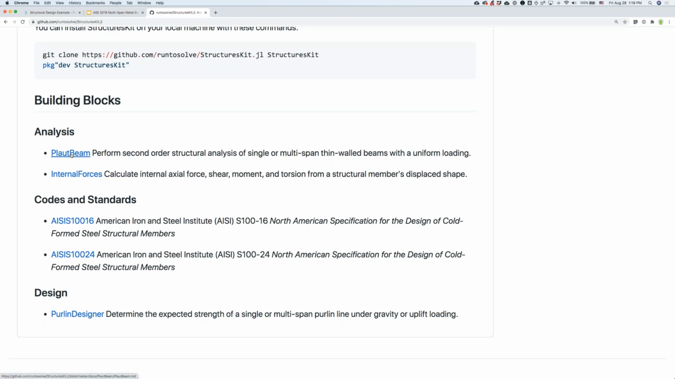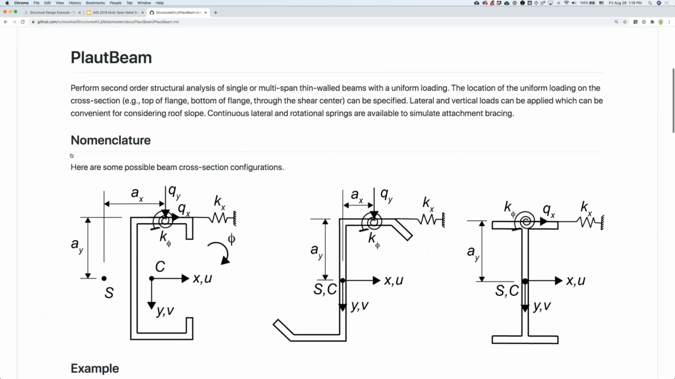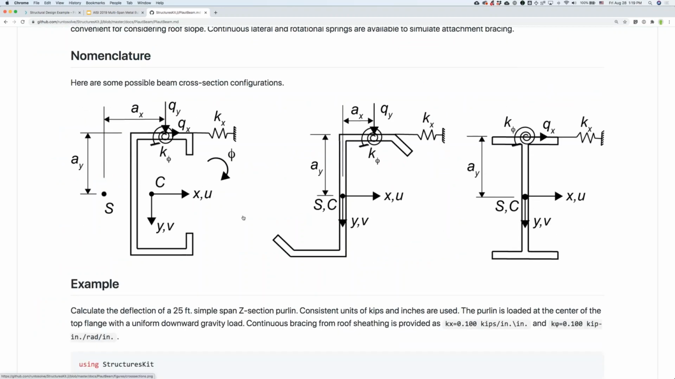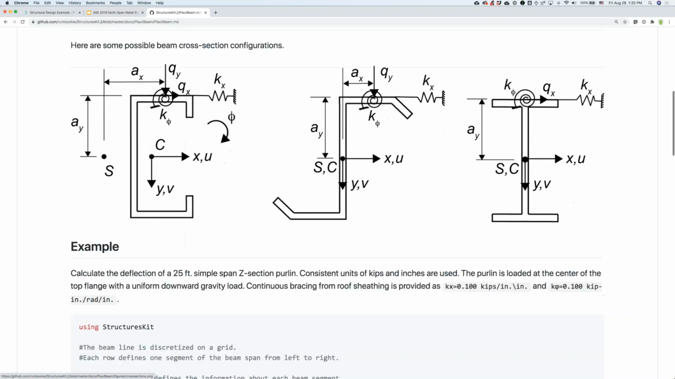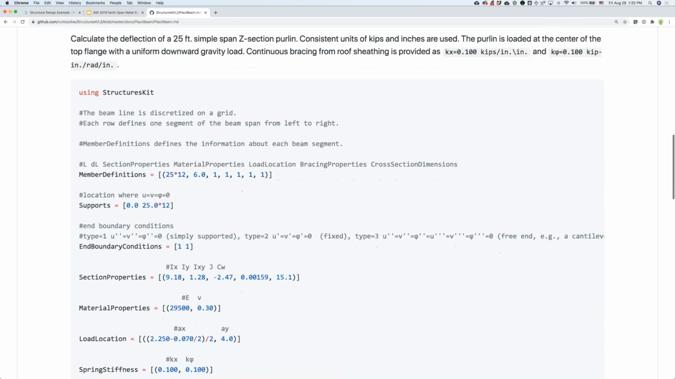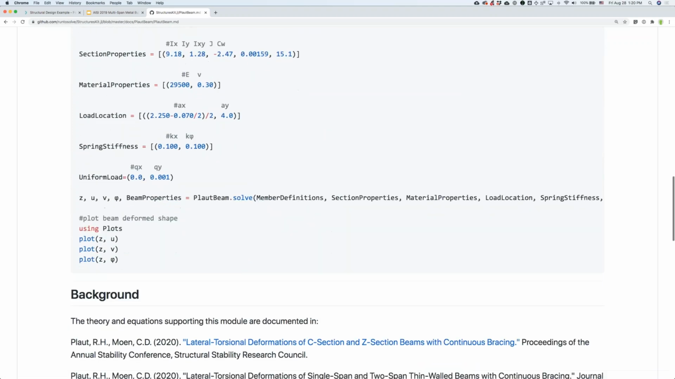This plout beam, for example, if we click here, is the solution of those differential equations that I showed you earlier, and it gives some examples of how you can consider any general cross-section and what dimensions you might be considering. Actually, I forgot to mention, you can consider loads in both directions. And then I provide an example here of how to run it.